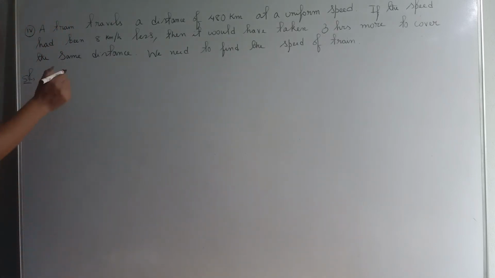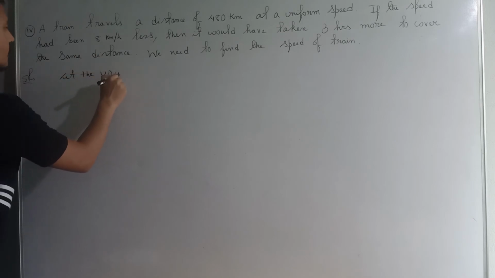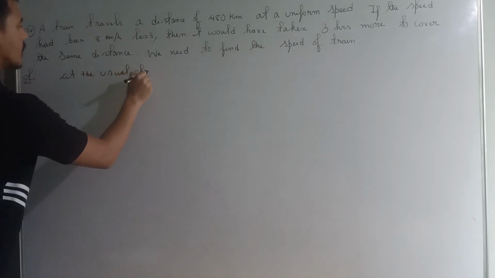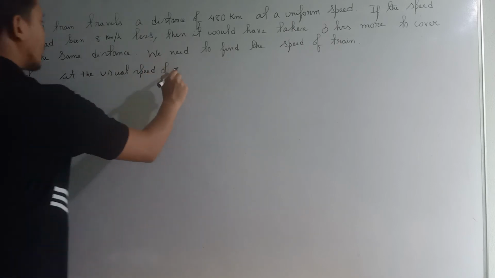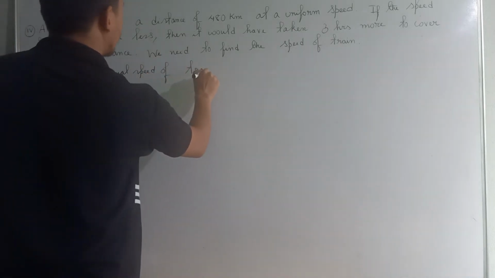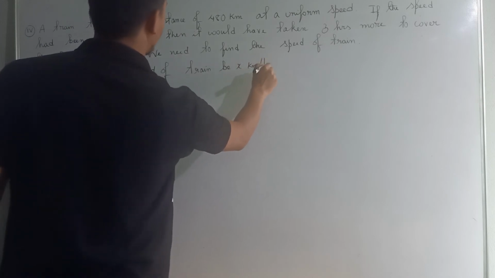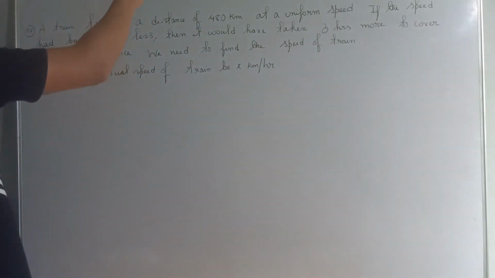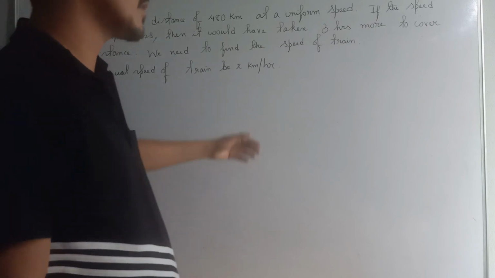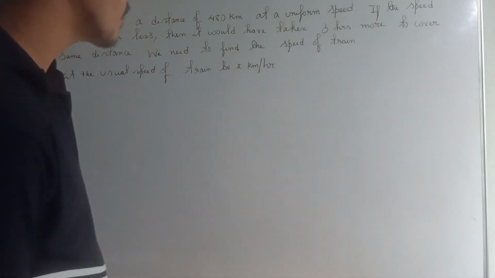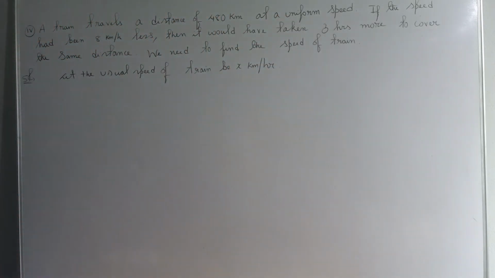Okay, so I'm going to start with: let the usual speed of the train be x kilometer per hour. Distance is given in kilometers, time in terms of hours, so the speed will be expressed as kilometer per hour.